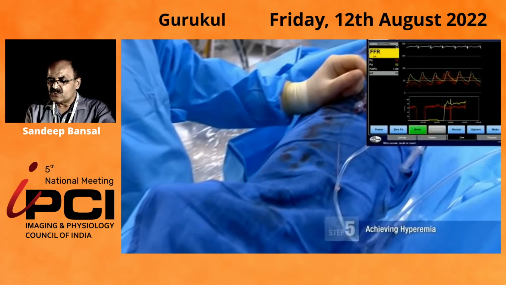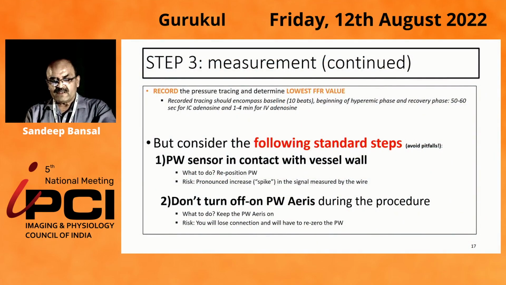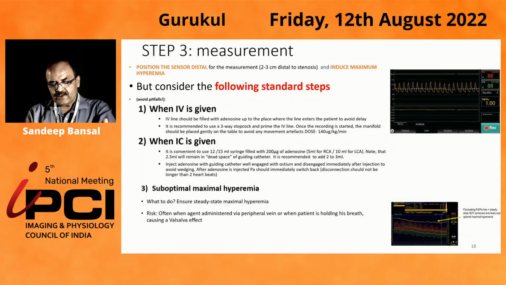is adenosine most typically. The important point at this time is that we need to be sure that the pressure wire is not in contact with the vessel wall. In addition, thereafter we need to give adenosine. Typically, if we are giving it intravenously, it should be given in a dose of 140 micrograms per kilogram per minute. And if we are giving it intracoronary, then we give 200 micrograms of adenosine for the left coronary artery and 100 micrograms for the right coronary artery.